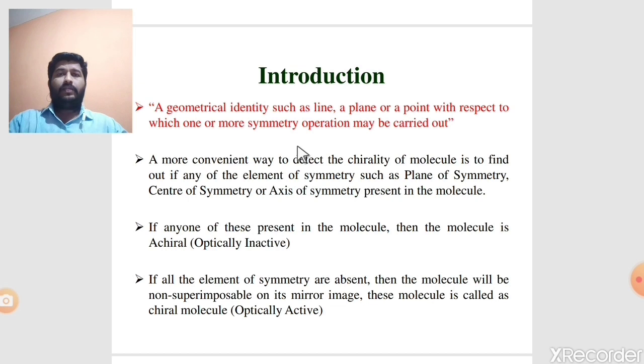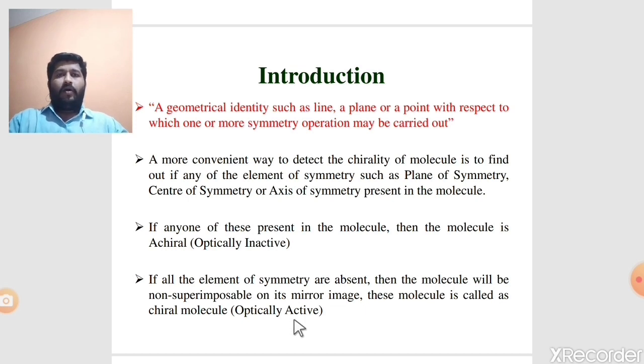And why is element of symmetry important? It is a more convenient way to detect the chirality of a molecule, to detect the optical activity of a molecule. Suppose the molecule shows an element of symmetry, either a plane of symmetry, center of symmetry or any other symmetry, then the molecule becomes achiral, meaning it is optically inactive. Suppose the molecule does not show any element of symmetry, all elements of symmetry are absent, then the molecule will be non-superimposable on its mirror image, and this molecule is called a chiral molecule. It shows optical activity, meaning it is an optically active molecule.